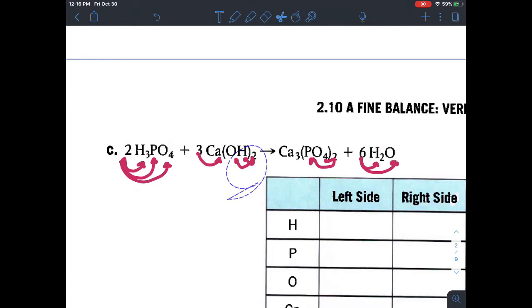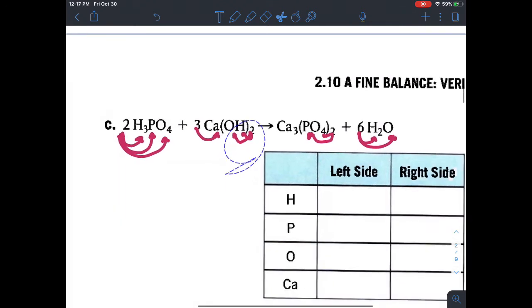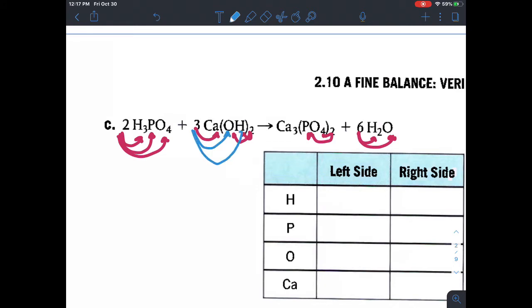So if I count everything on the left-hand side, H, there's going to be 2 times 3 is 6. And then I need to distribute that 3, this guy. I've got to distribute it there and to there. So it's a lot going on. Okay. So I have 2 times 3 is 6. 3 times 1 is 3, times 2 is also 6. So that gives me a total of 12.